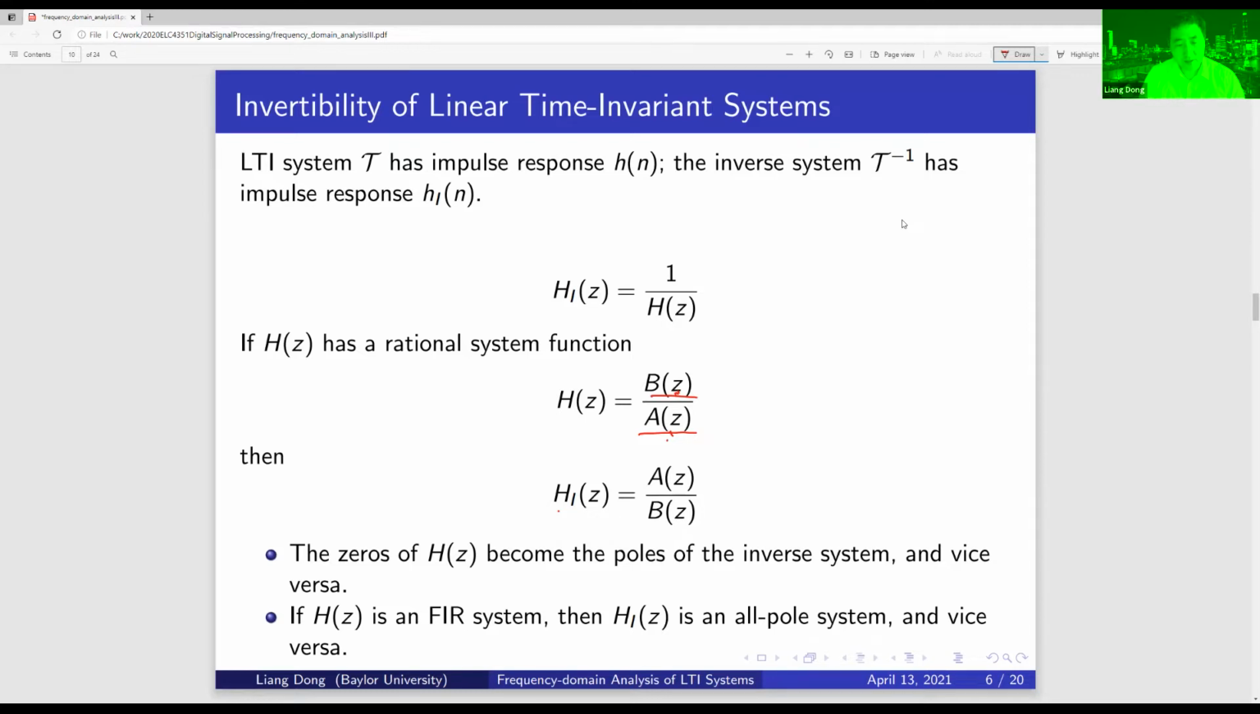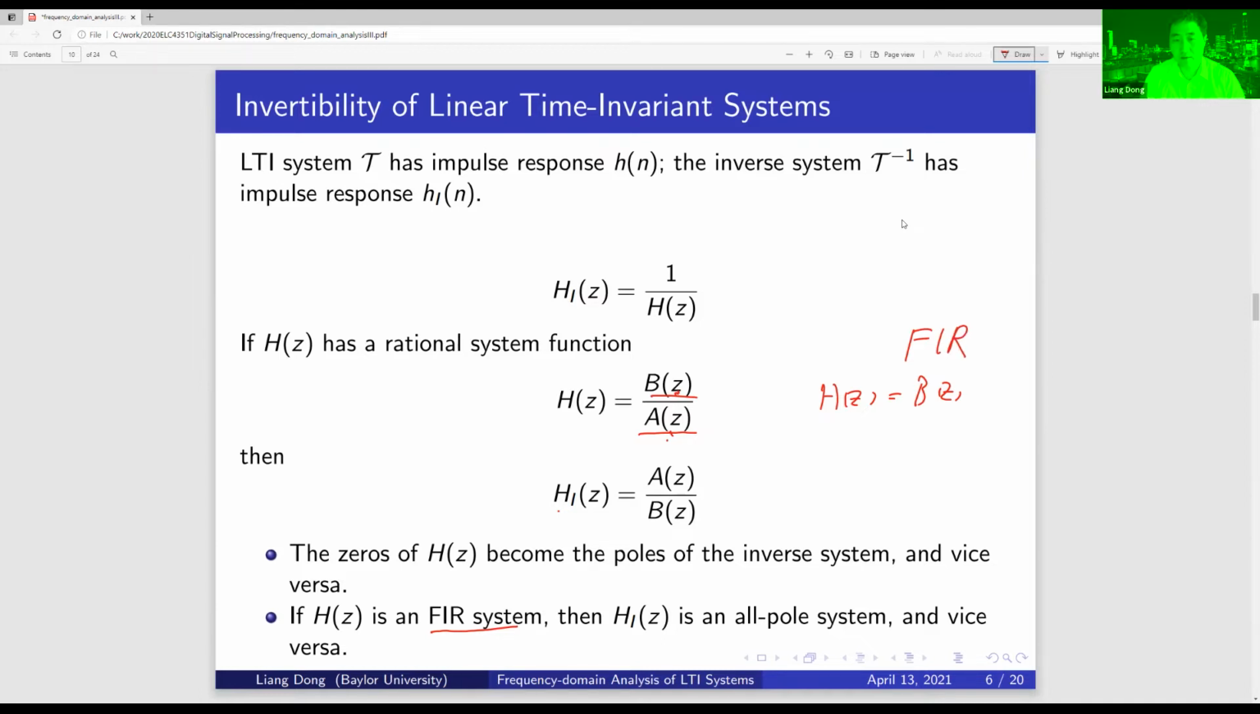If H(z) is an FIR system, meaning that the system has only a numerator without any denominator, so H(z) equals B(z). This is an FIR system, finite impulse response.